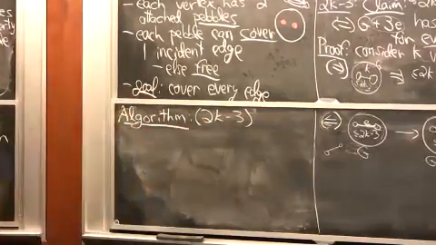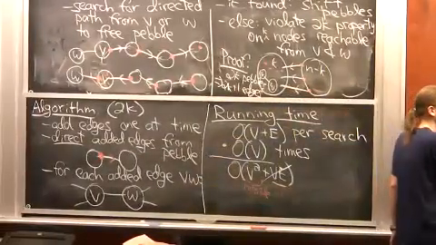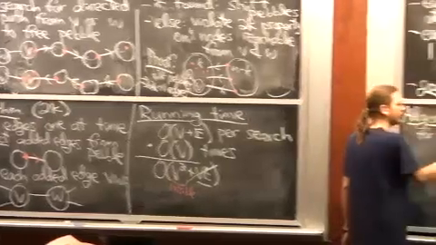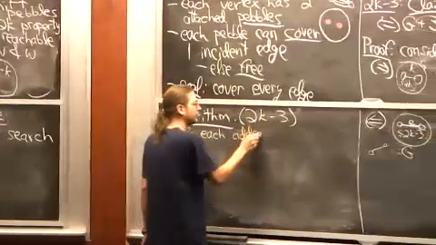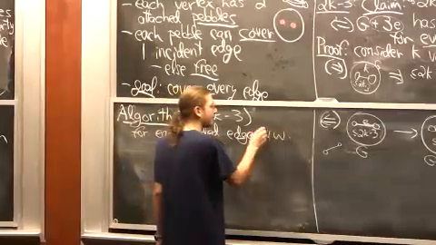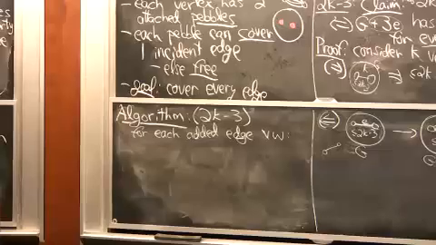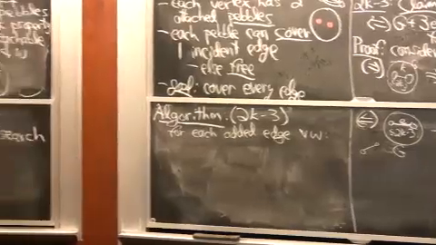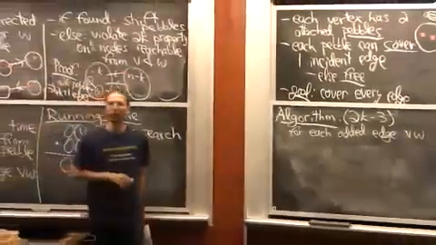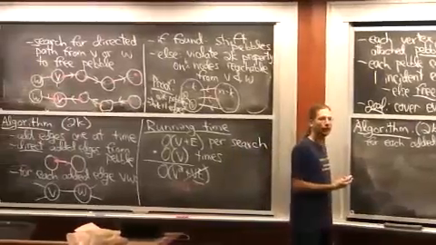So it's going to be the same style. We're going to add edges one at a time. We'll direct the edges in the same way. For each added edge VW, before, I just tried to add the edge and cover it with a pebble. Now I want to cover it with 4 pebbles. I want to basically add the edge 4 times.